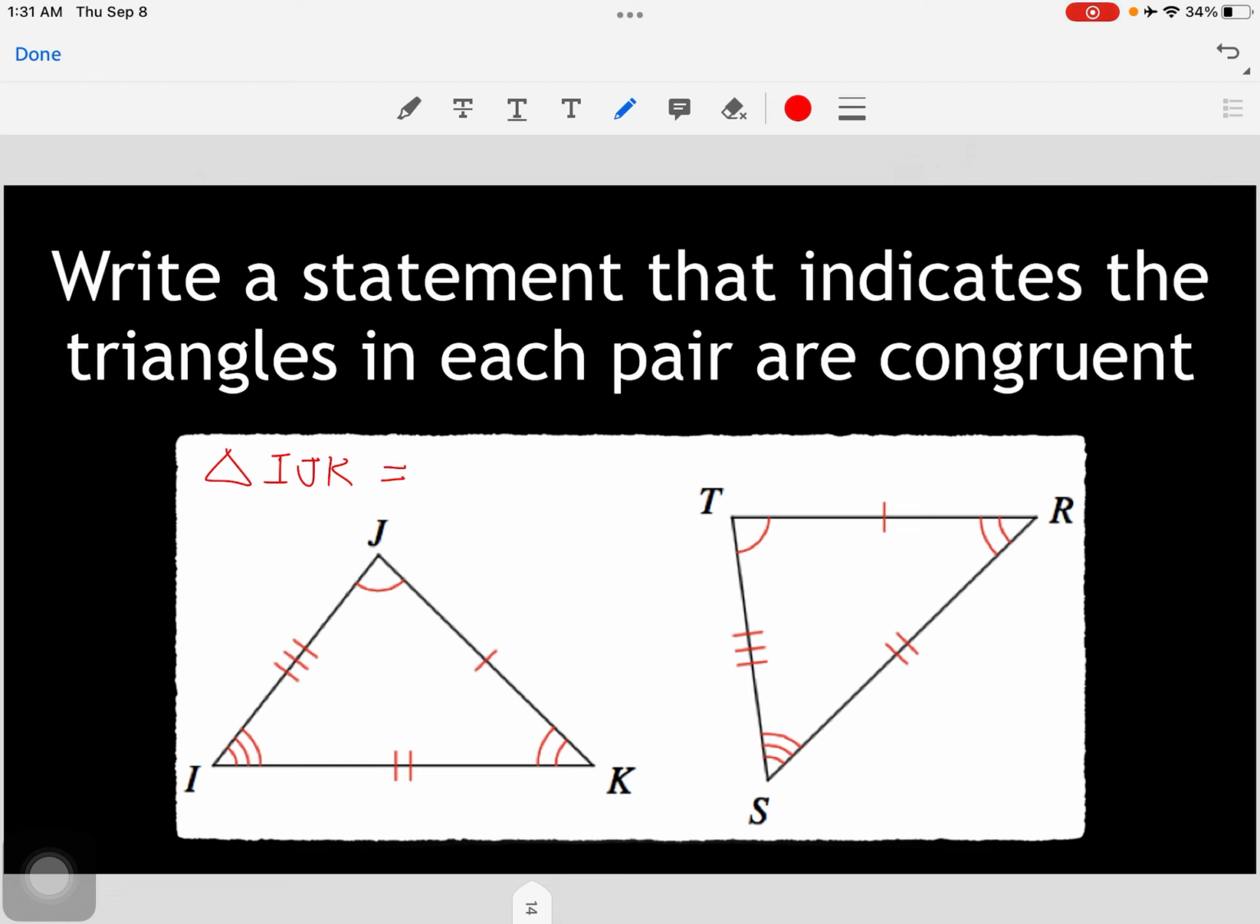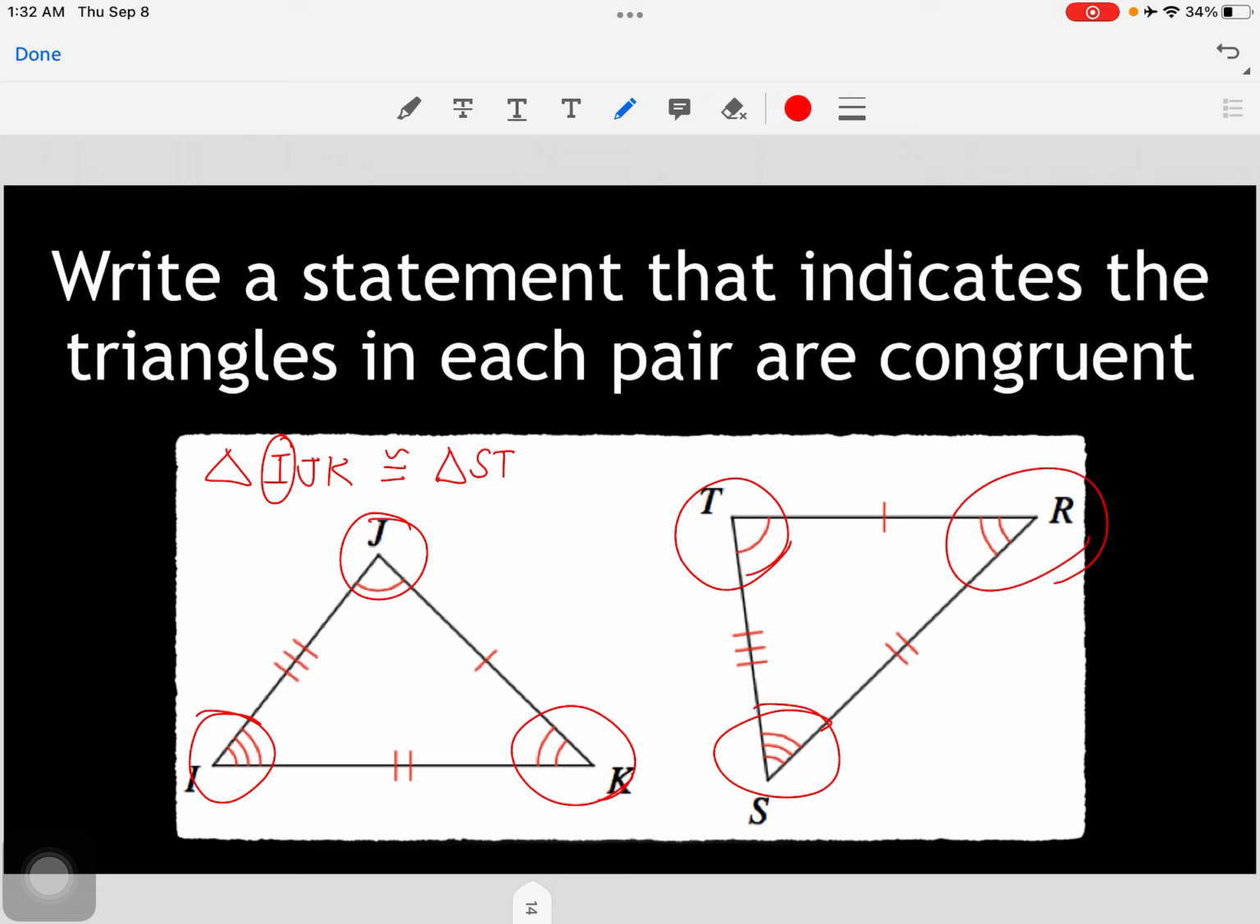And then for the second triangle, you have to look for the angle that is congruent to angle I. So if you will notice, we have 3 tick marks here. So in the second triangle, you also look for the angle with 3 tick marks. So that's angle S. So we write angle S. And then angle J has 1, so that corresponds to angle T. And angle K has 2, so that corresponds to angle R. So we write triangle STR.